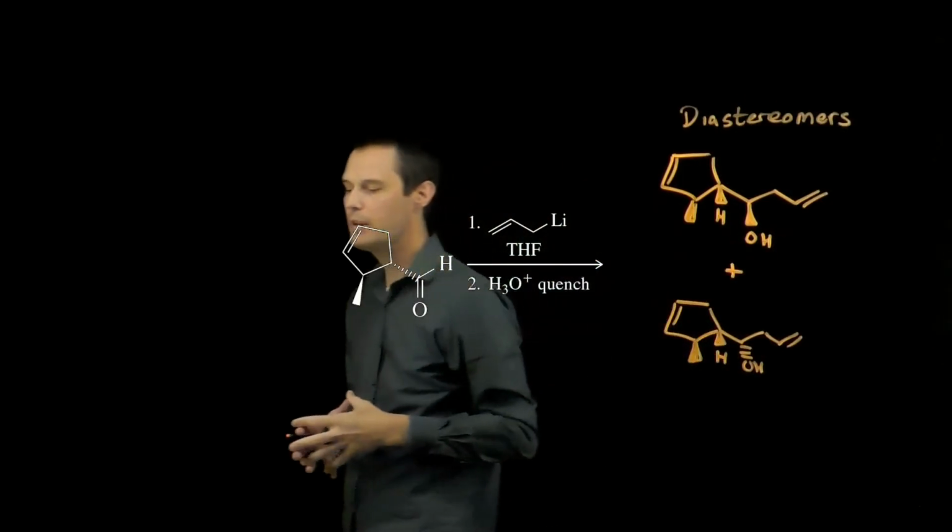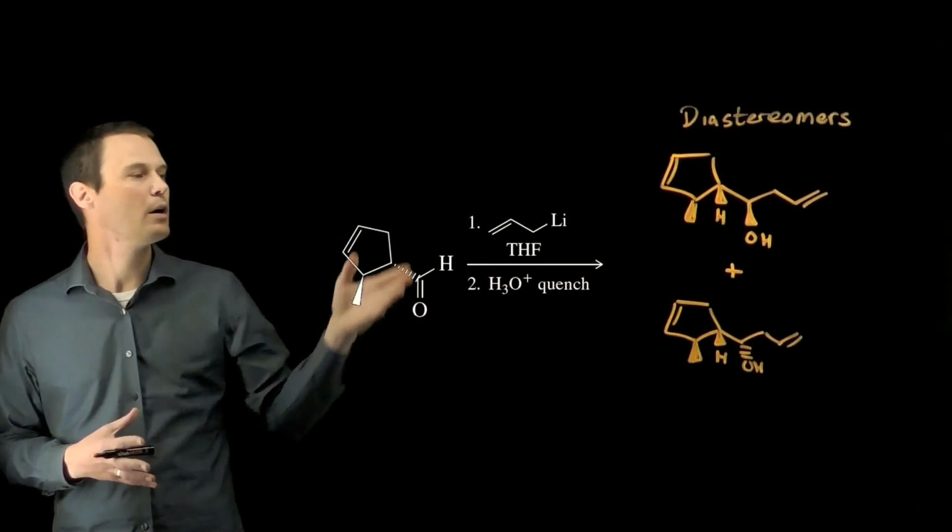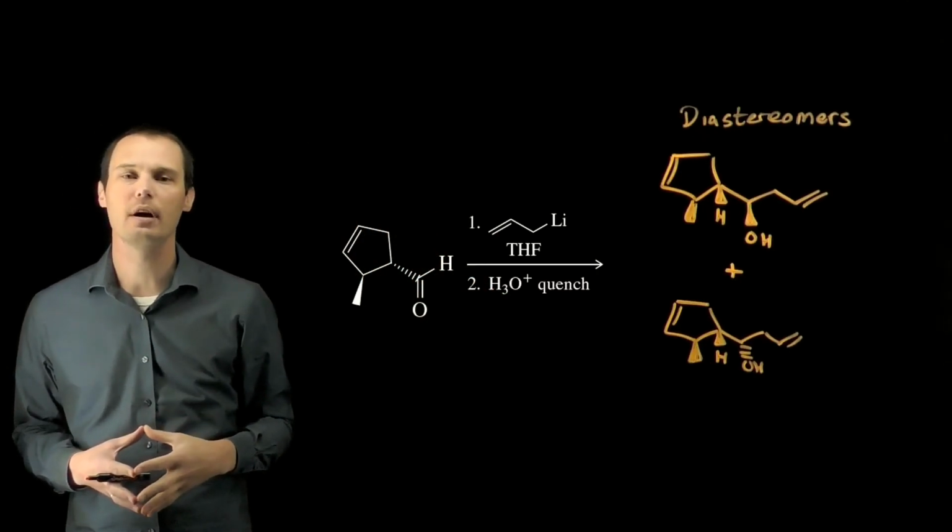So the answer to this question, the products that we form, are the mixture of these two alcohols as a mixture of diastereomers.